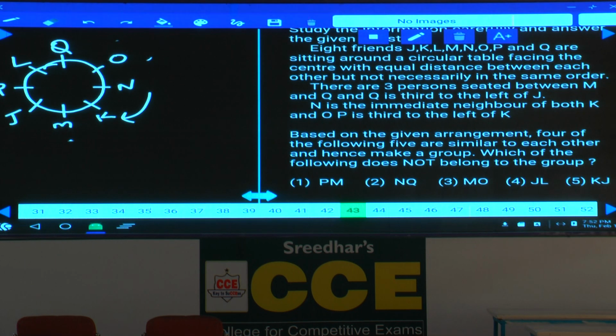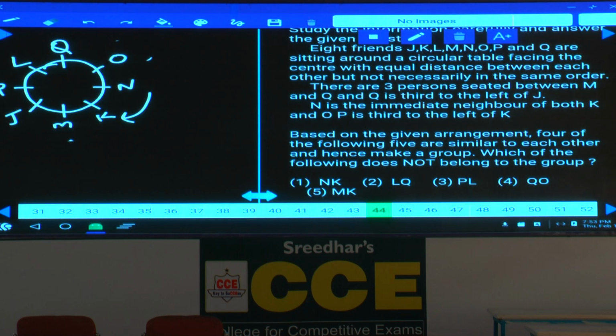4 out of the following is nothing but an odd man out. Then in this odd man out tell me P and M. Now P is seated second to the left of M, N and Q. N is seated second to the left of Q, M and O. M is south to the left of O, isn't it? And the next one J and L. Between J and L there is only one person, P and M one person, N and Q one person, K and J one person, but whereas in between M and O there are two persons, except in choice 3. In the remaining choices there is exactly one person between these two. Hence 3 is the answer.